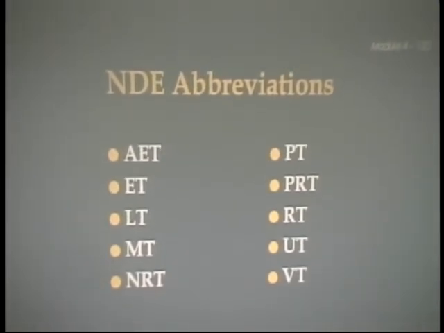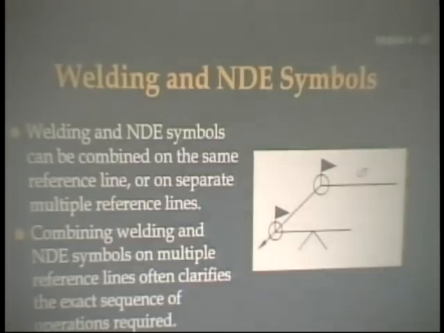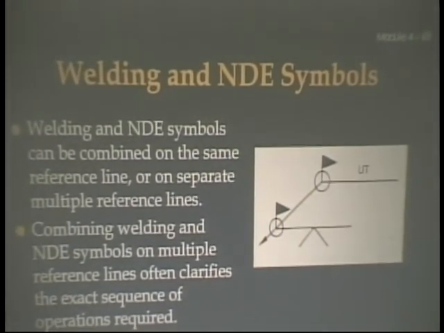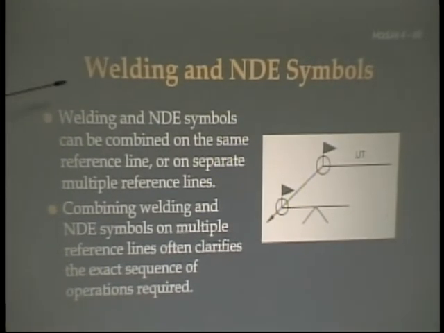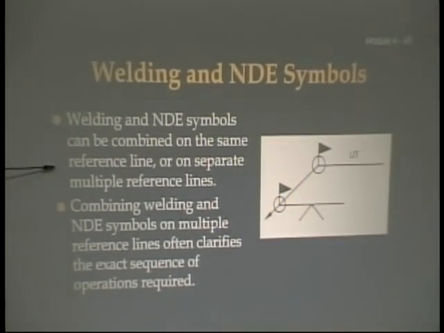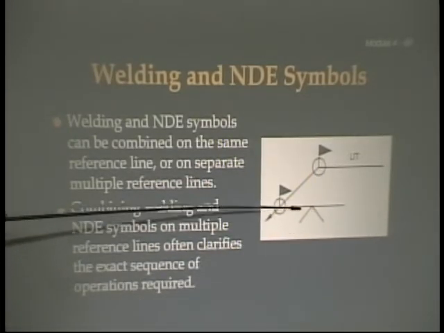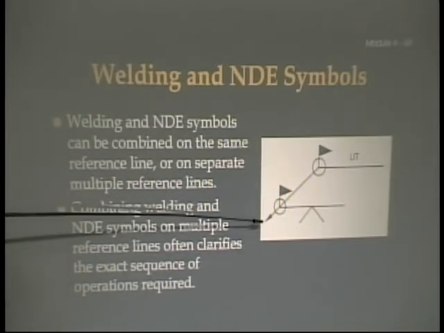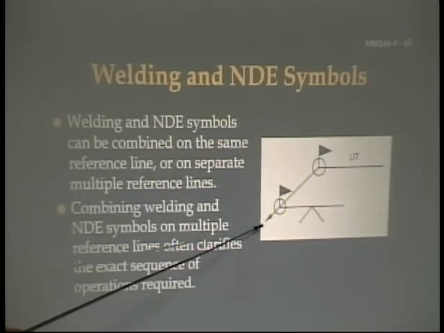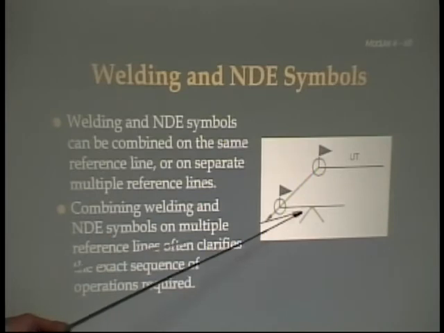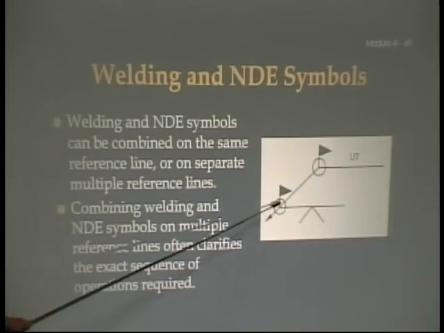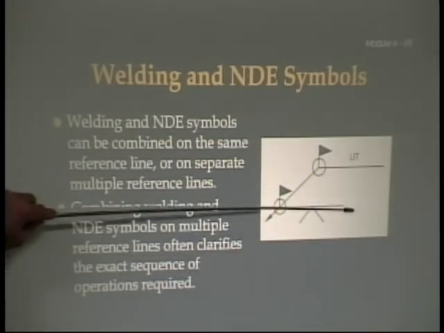Let's see, I have something here that says miscellaneous. We looked at this slide before, and it says welding and NDE symbols can be combined on the same reference line or on separate multiple reference lines. If you get a symbol that has more than one reference line, you start closest to the arrow and work back. So the first thing we would do is make our single bevel. You make the weld, right? And then the next operation would be to UT it, ultrasonic testing on it. So always start near the arrow and work back.